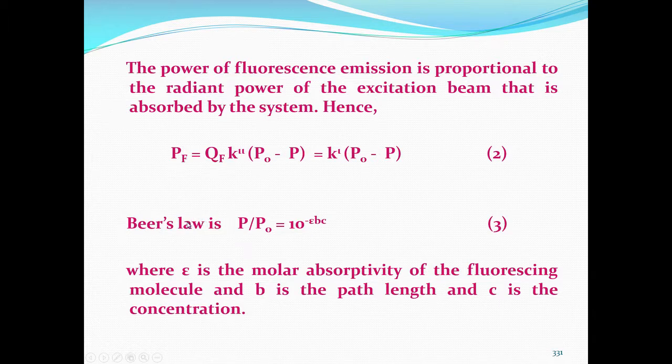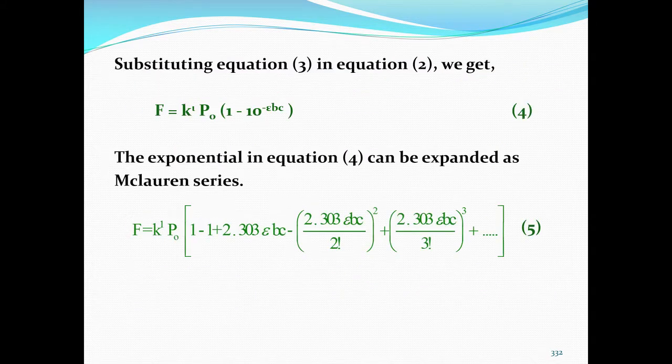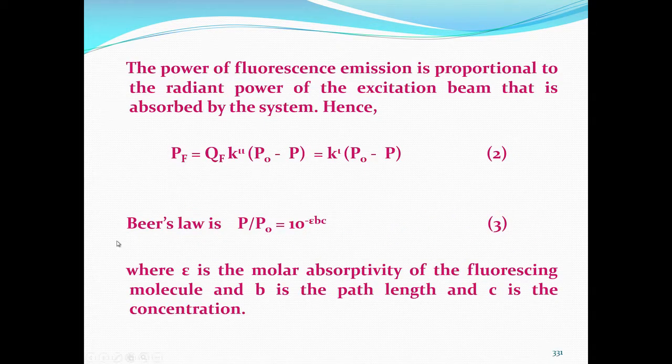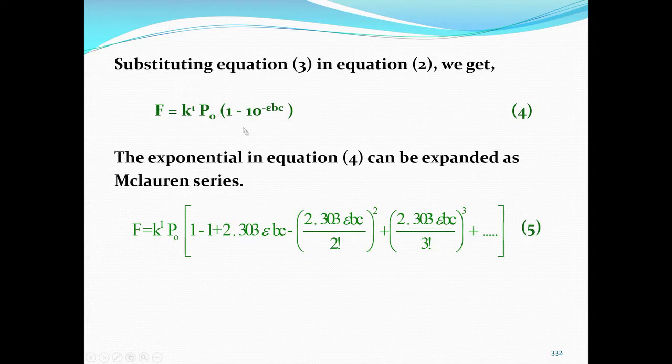Now, what does Beer-Lambert's law say? P by P naught is equal to 10 to the power of minus epsilon bc or abc, where epsilon is the molar absorptivity of the fluorescing molecule, b is the path length and c is the concentration. This is what we have derived in Beer-Lambert's law. So, what I want to do is substitute equation 3 in equation 2. So, I write fluorescence intensity, F is fluorescence intensity now, k dash into P naught into bracket 1 minus 10 to the power of minus epsilon bc.